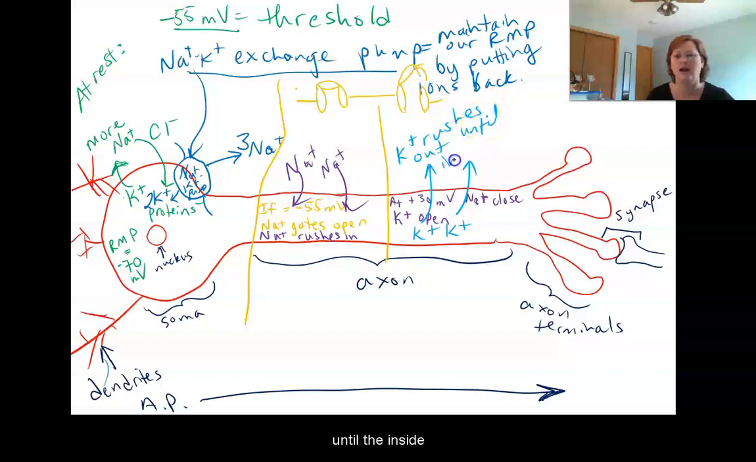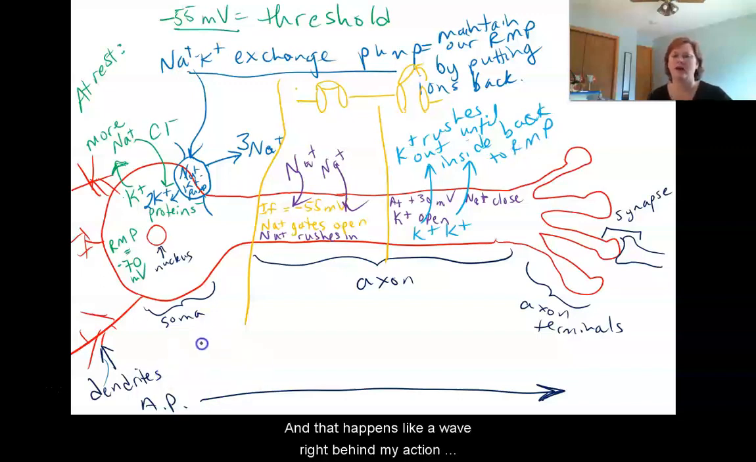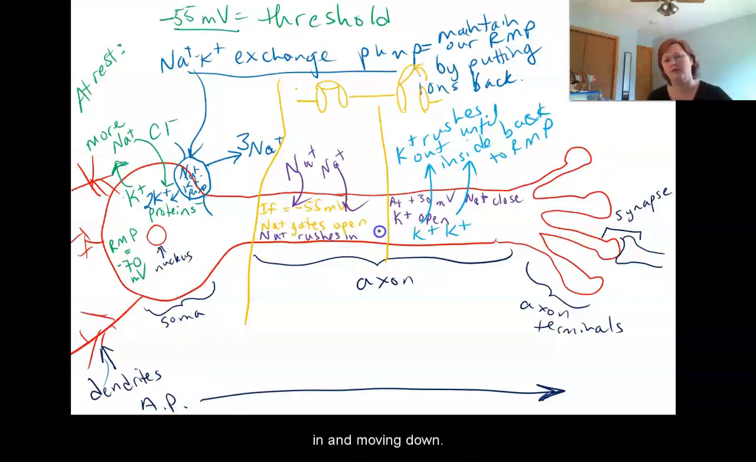So potassium rushes out until the inside is back to its resting membrane potential. And that happens like a wave right behind my action potential. So here I've got sodium pouring in and moving down. That's my action potential. And then right behind it, I have potassium moving out and resetting that membrane as we head down.